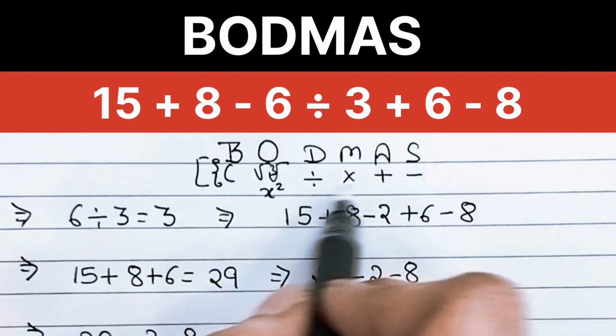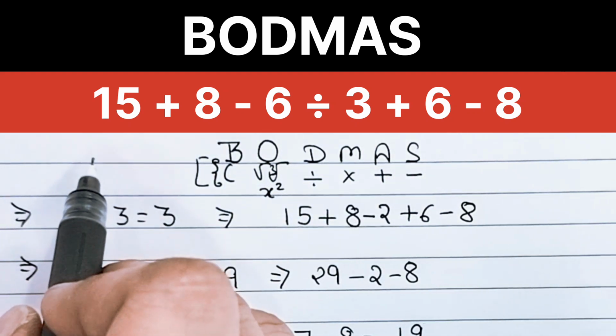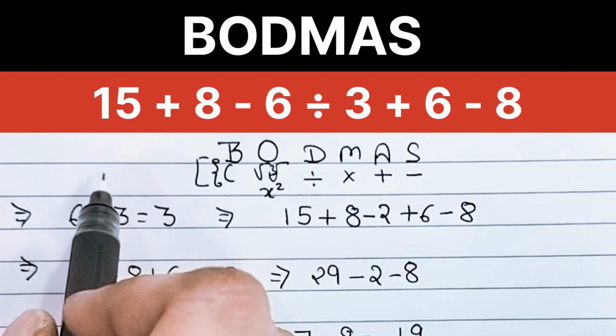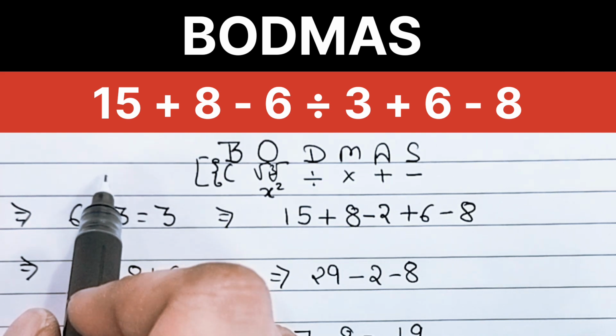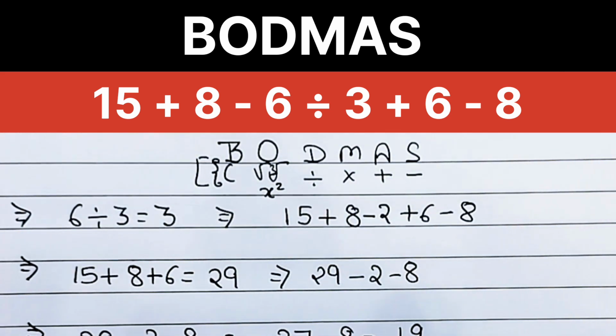Now by following the BODMAS rule, we ensure that the division was prioritized, preventing the common mistake of simply calculating from left to right. And the final simplified value of the expression is 19.